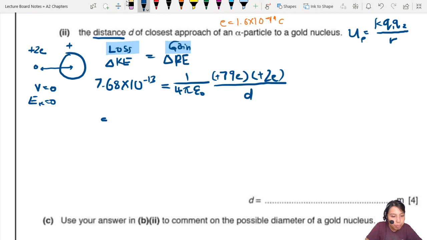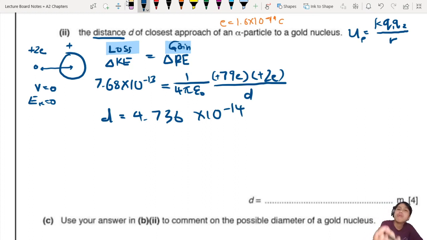So if you calculate everything properly, you should get about 4.736 times 10 to the negative 14. Not bad. It's not zero, means they don't touch, but they get real close. Almost there. So this is about 4.7, rounded off, times 10 to the negative 14.